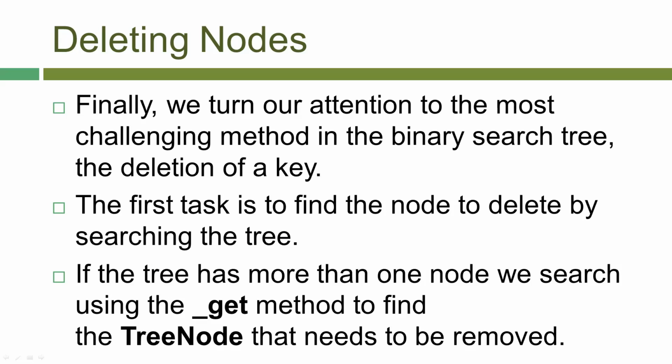So finally, we're going to turn our attention to the most challenging method in the binary search tree, and that's the deleting of a key and the removal of a key. This is what we're going to be discussing in part 2 of this lecture, but just to give you an idea of what we're going to do, that first task for deleting a node is to find the node to delete by searching the tree. And then if the tree has more than one node, we're going to use the _get method to find the tree node that needs to be removed. So in the next part of this 2-part lecture, we're going to be talking about deleting nodes and removing nodes.